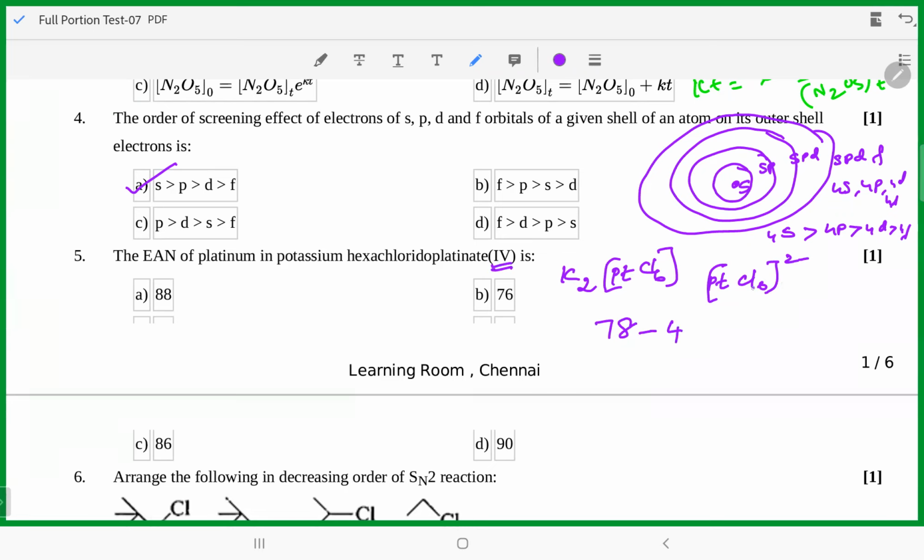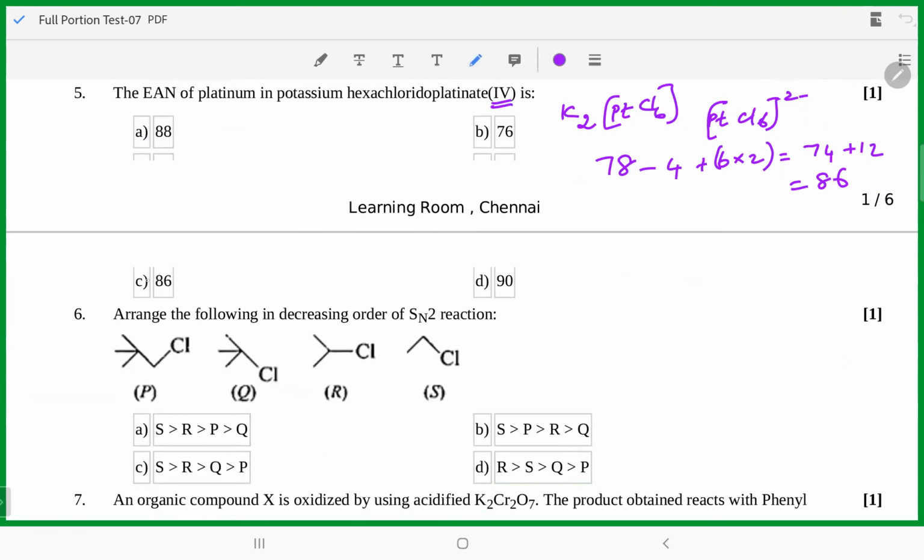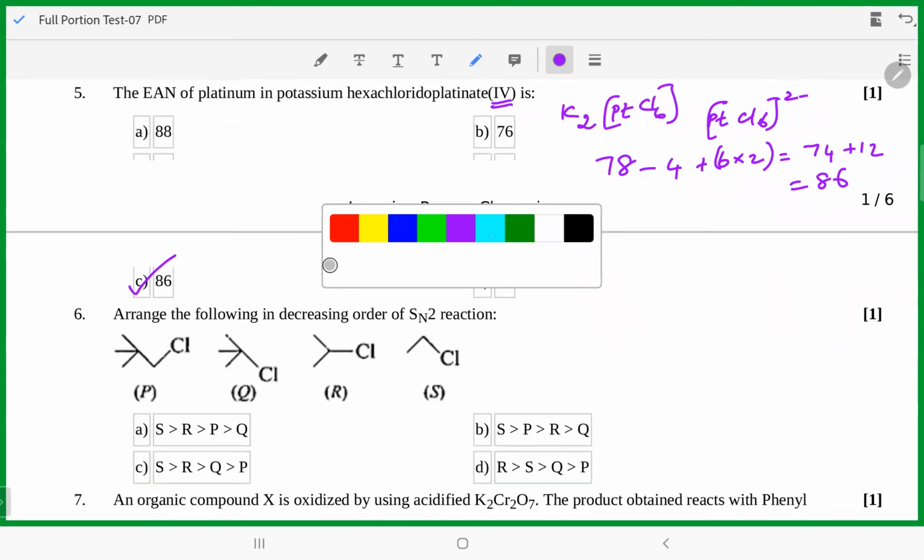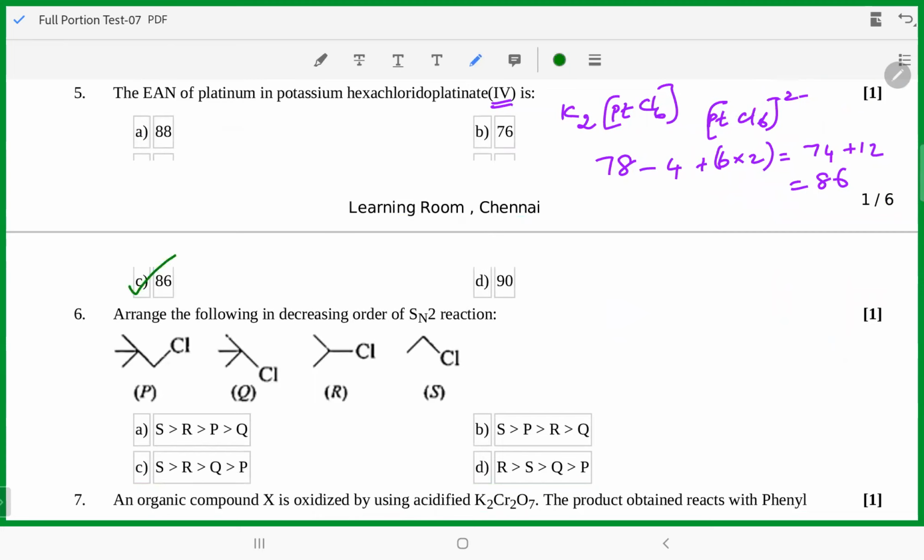Then how many electrons are there? 6 ligands, 6 into 2. Then it becomes 74 plus 12. It becomes 86. So what is the answer? C is the answer. Okay. EAN, what is it? EAN means effective atomic number.